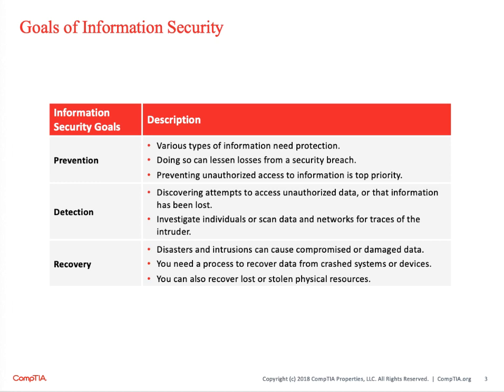And then finally, we have recovery. If there's a disaster or an intrusion, this can compromise or damage our data. So in this case, we need to employ a process that's going to be able to recover the data from any crashed systems or devices. We can also recover lost physical resources if we have protections on those as well, right? And that will be done through maybe some sort of RFID or other asset tracking.